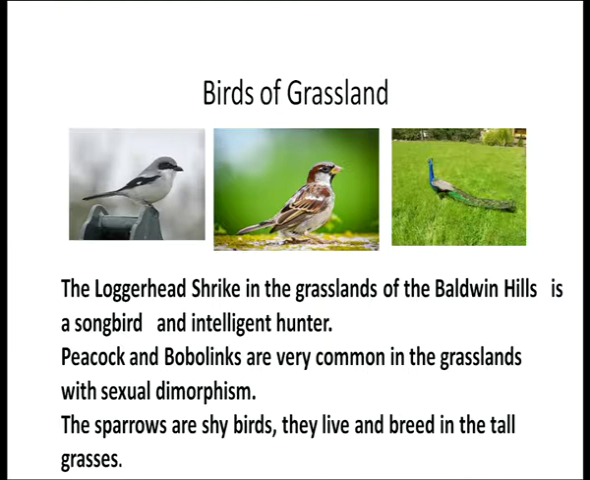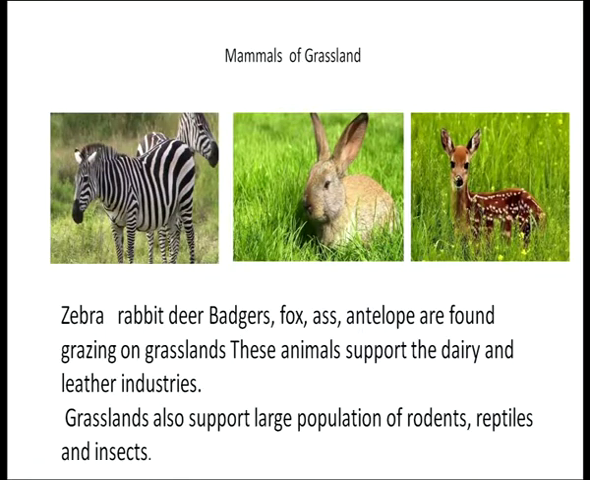These are some of the common birds found in the grasslands. The loggerhead shrike in the grasslands of Baldwin Hill is a songbird and a very intelligent hunter. Peacocks and bobwhites are very common in the grasslands with sexual dimorphism. The sparrows are shy birds and they live and breed in the tall grasses. Zebras, rabbits, deer, badgers, foxes and antelope are found as the grazers in the grasslands. These animals support the dairy and leather industry all over the world. The grasslands also support a large population of reptiles, rodents and insects.